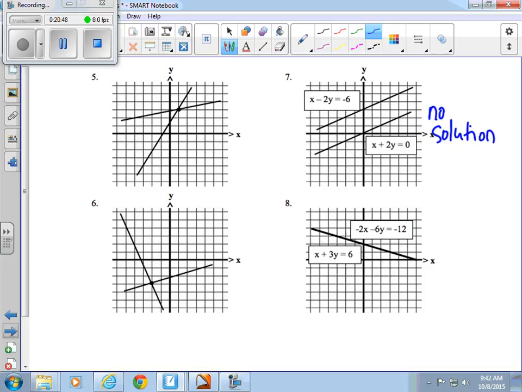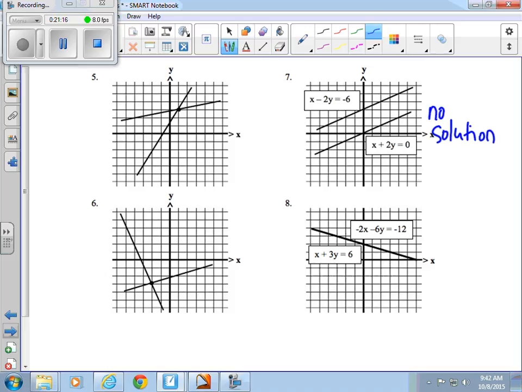Sometimes they will give you two lines that are really the exact same line. You put them in slope-intercept form, you get the exact same line. And they'll ask you, what's the solution to that? Well, where does that line cross? Every point, right? Does everyone agree that every point on that line is a solution? Because every point on it is on the other one also.